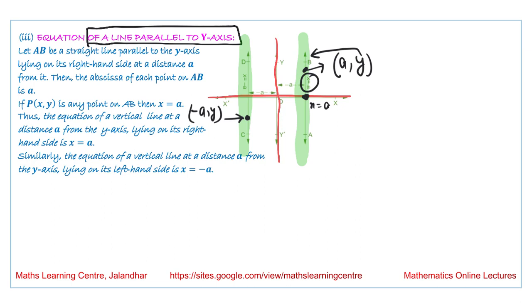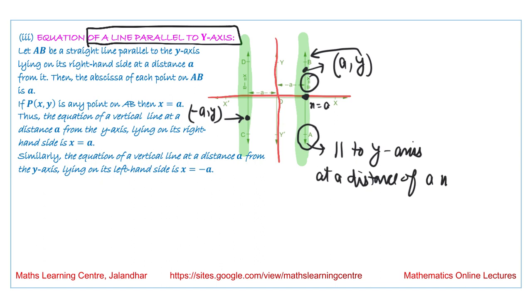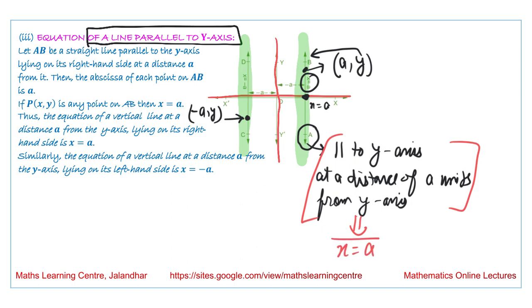So what we obtain from this is that the line parallel to the y axis, at a distance of a units from the y axis, has the equation x is equal to a. This is the line parallel to the y axis.